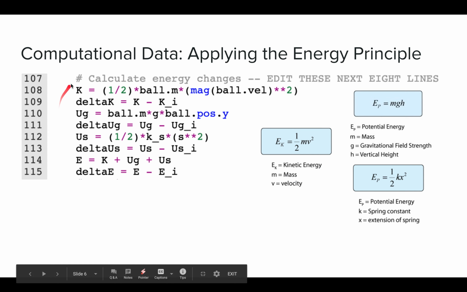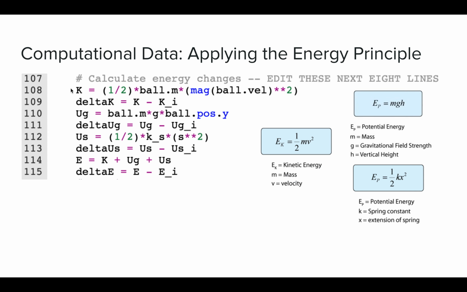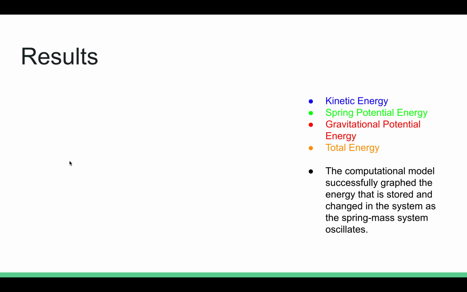And right here we have that the kinetic energy is equal to 1/2 mass times velocity squared, and we found the change in gravitational potential by multiplying the ball's mass times the force of gravity and change in y position. And then for the elastic potential, we have 1/2 k_s s squared, and together the kinetic and potential energies make up the total energy, which will all be equal to 0.